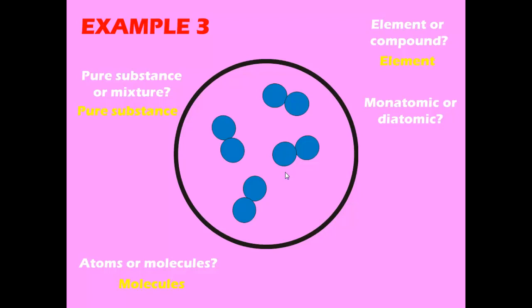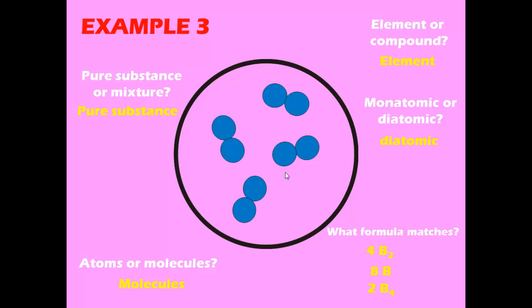Our next question brings up some vocabulary. There are 2 types of elements. Would this be described as a monatomic element, or a diatomic element? And you have two atoms that are exactly the same that are attached to each other by a chemical bond. That's what we're looking at here. This is a diatomic molecule of an element.